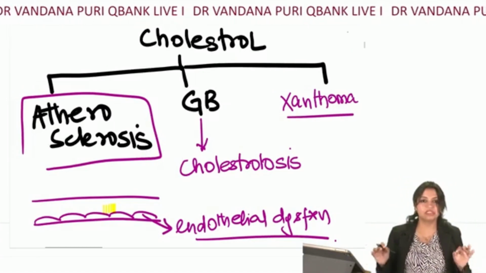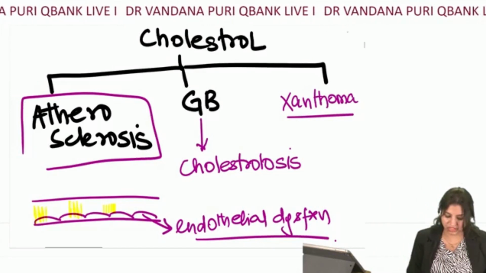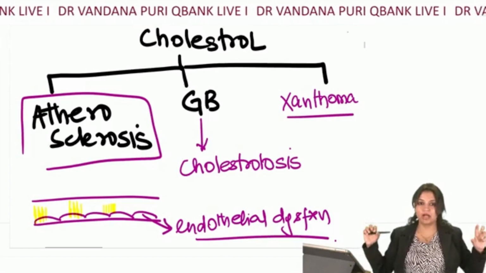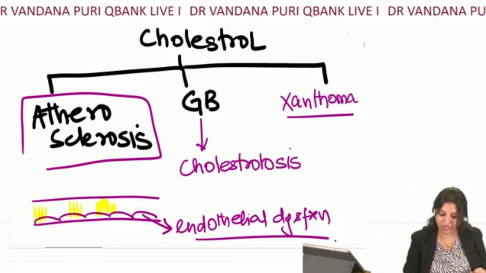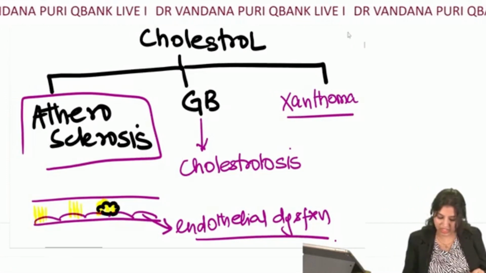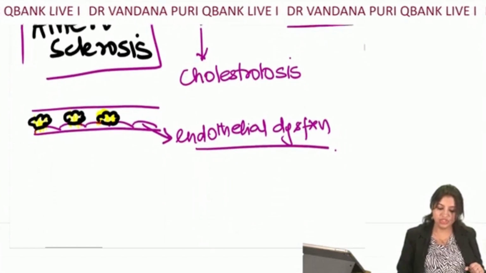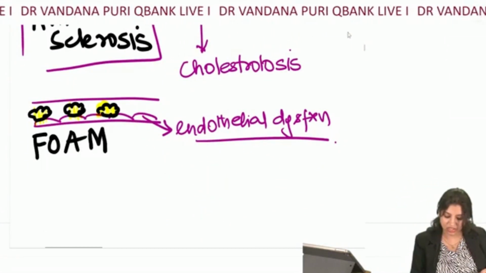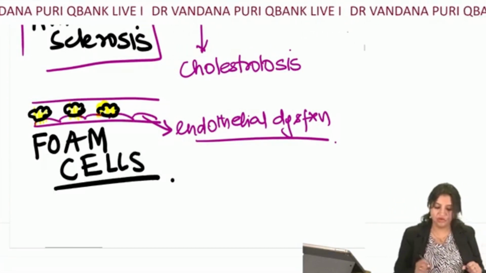So whenever the endothelium is dysfunctional, the cholesterol will come and sit over it. Now, you know what will happen? Our macrophages will get activated to eat it up. Quickly the macrophages will come and start eating up this cholesterol. These macrophages which eat up cholesterol will change into foam cells.